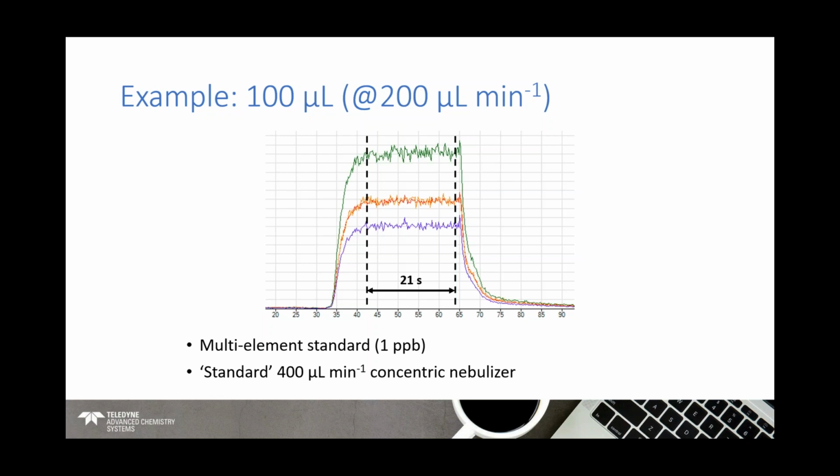But you might have wanted more than that. You might want more analytes. You might want more replicates. You might have different gas modes. Therefore, you would need more than 21 seconds. So let's go to the next slide.